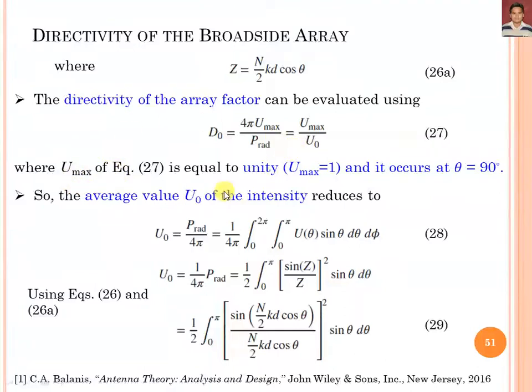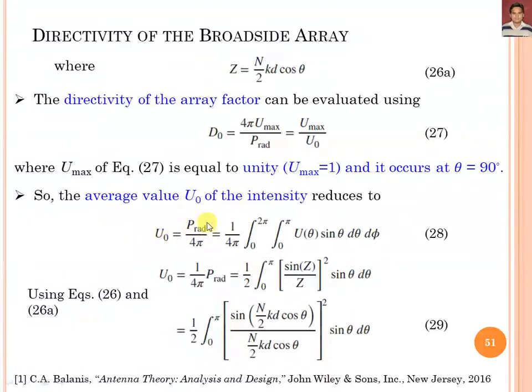Here U maximum is equal to unity. As we have discussed, the maximum radiation intensity for any antenna or antenna array is equal to 1, and it occurs only at theta equal to 90 degrees, which is the criteria of the broadside array. Then we have to calculate the value of the average radiation intensity U naught by using this expression.